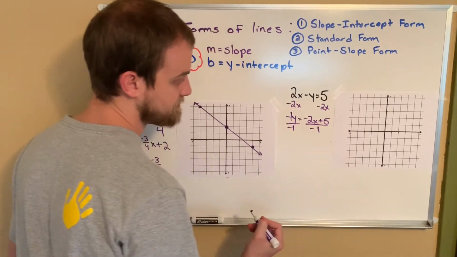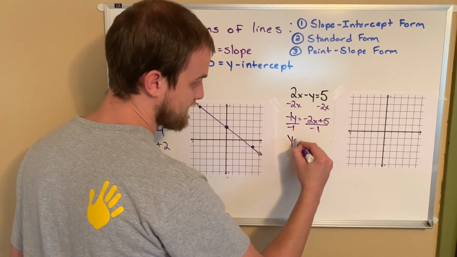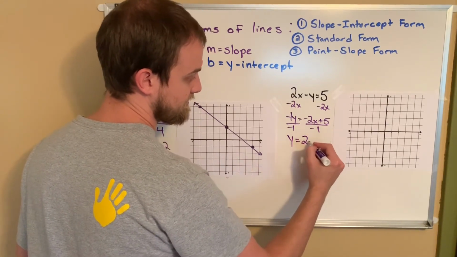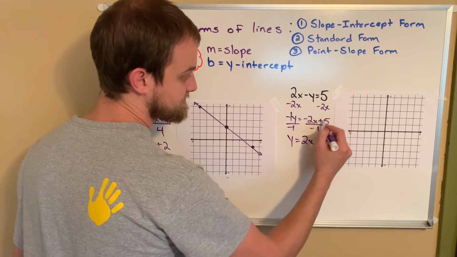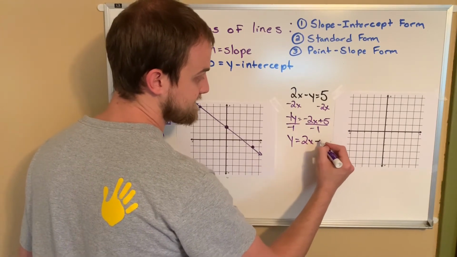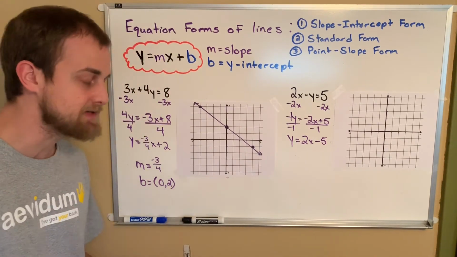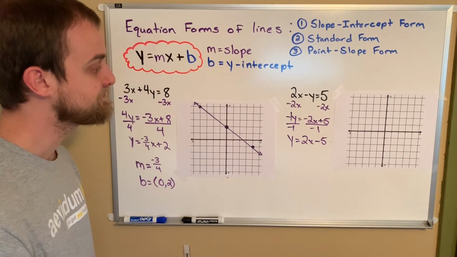Divide by negative 1 on both sides, and we get y equals negative 2 divided by negative 1 is 2. X comes along. Positive 5 divided by negative 1 is negative 5. And again, I'm saying negative, but I'm writing minus. So I'm almost like tricking myself into writing the correct thing.